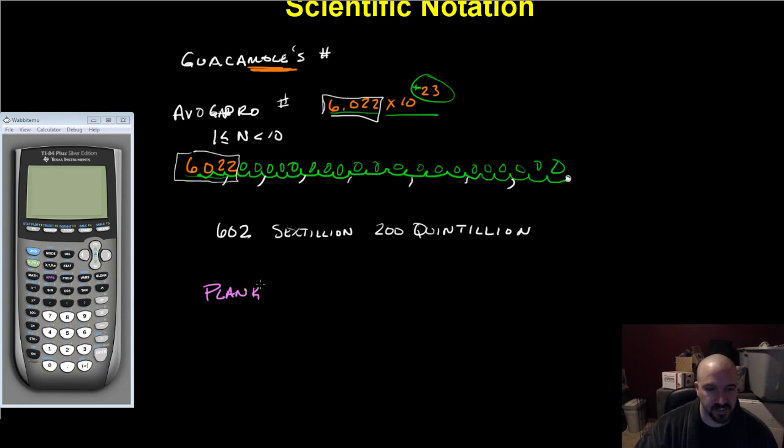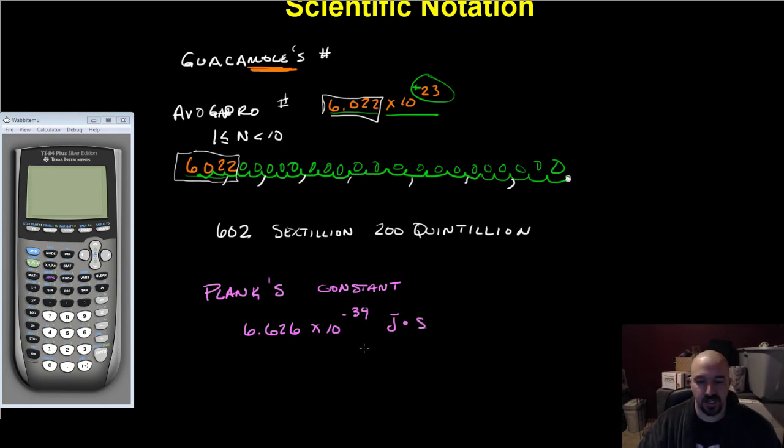Planck's, I'm probably going to spell his name wrong too, because I think there's an H in there somewhere. I want to say that's like an H right there at the end. But Planck's constant, and it is 6.626, the other 6, the kind that looks like a 6, times 10 to the negative 34 joule seconds. That's important. Don't ever forget Planck's constant.